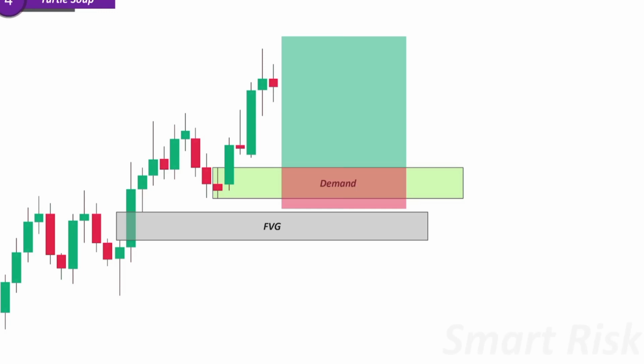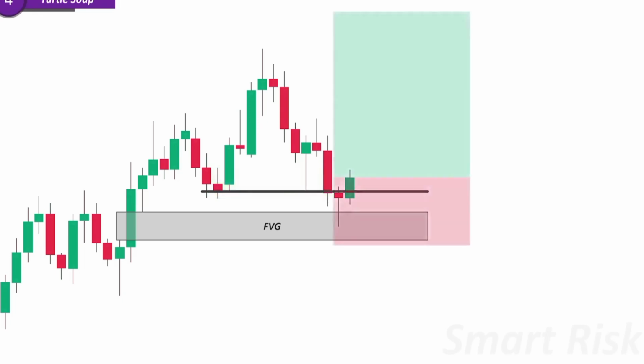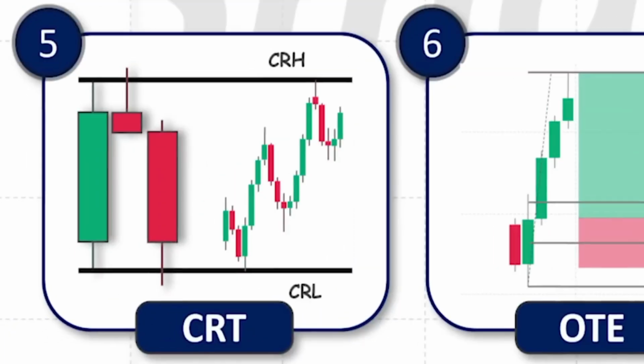To trade the turtle soup setup, we wait for the price to reach the liquidity below the swing low and show signs of rejection at the FVG. Once the price returns inside the range, we can open a buy position with our stop loss placed below the zone and target the next important level ahead of the market. Next, we have candle range theory.